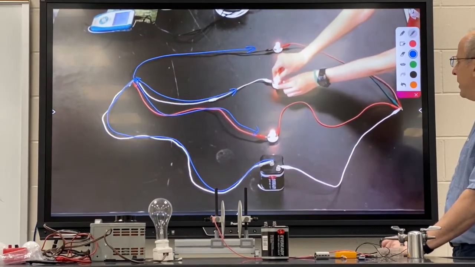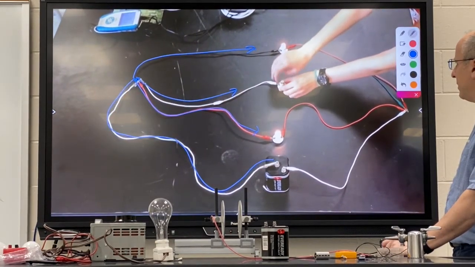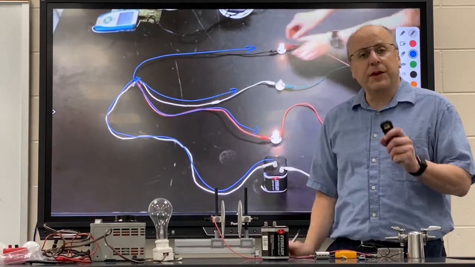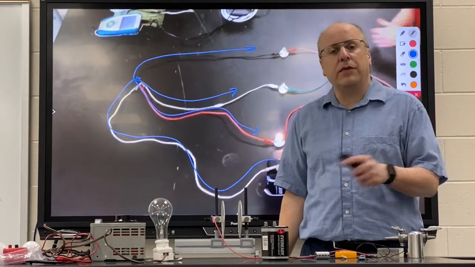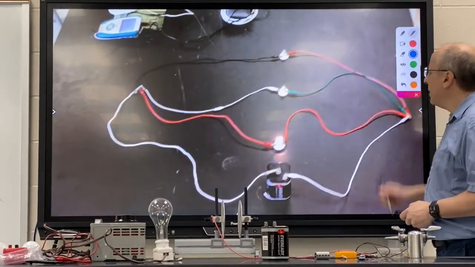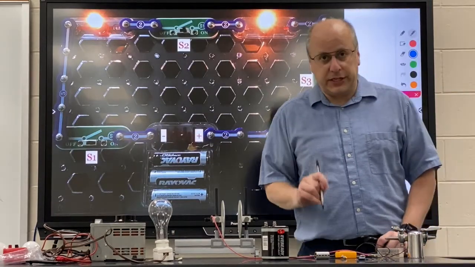And if we take one of the bulbs out, the other two bulbs continue to glow. Every path is independent of all the other paths. Parallel circuits. Let's focus today on series circuits.